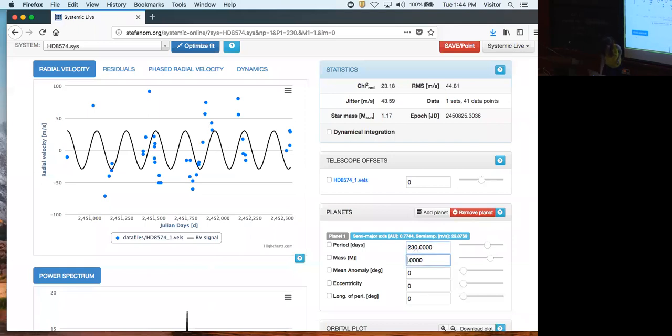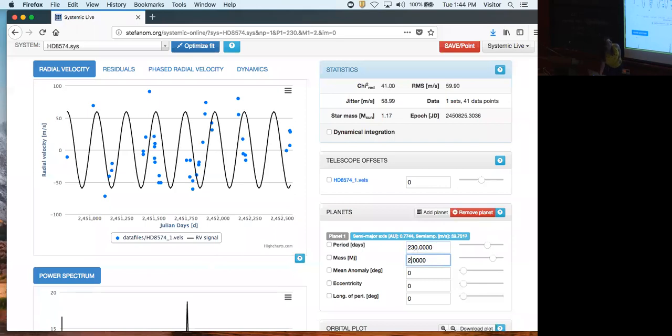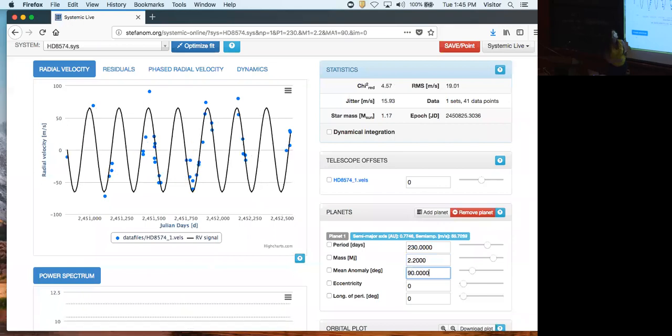Let's just go ahead and double that to be 2. That looks better. I think a little bigger still, actually. Yeah, so like 2.2 seems reasonable. Okay. How's the alignment look? Is the peak of my RV sine curve matching with the actual data? No. Good. Okay. So we're going to take the mean anomaly and shift this by, let's say, 90 degrees. Yeah, that's closer. Okay, I'll buy that.